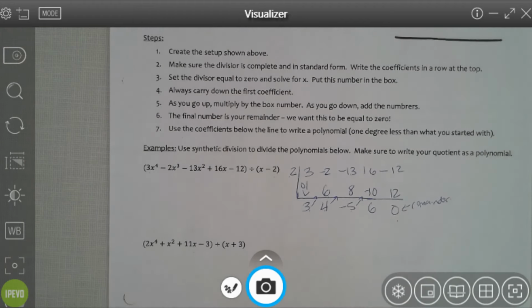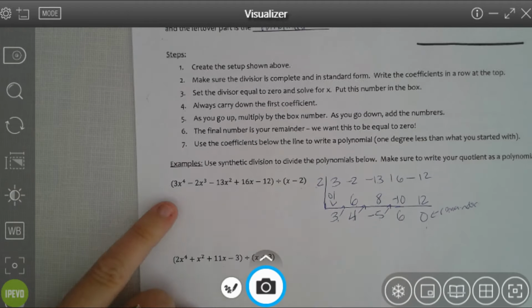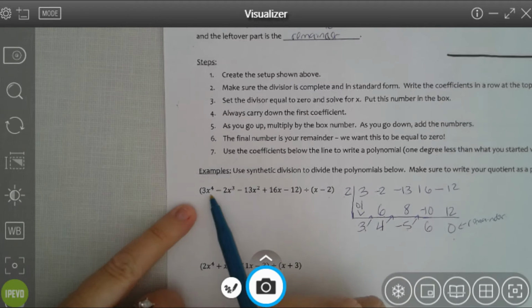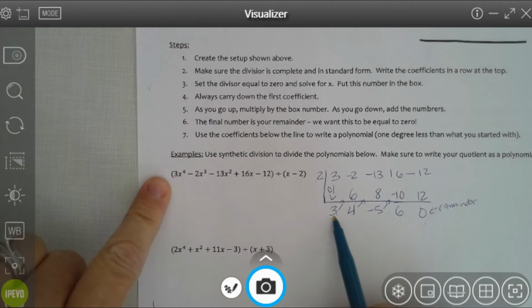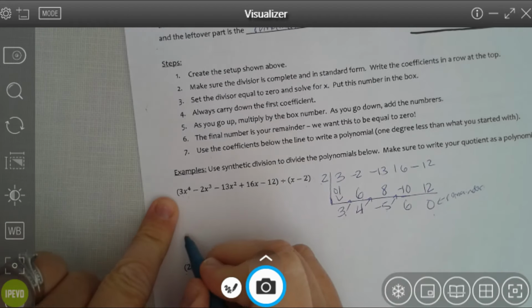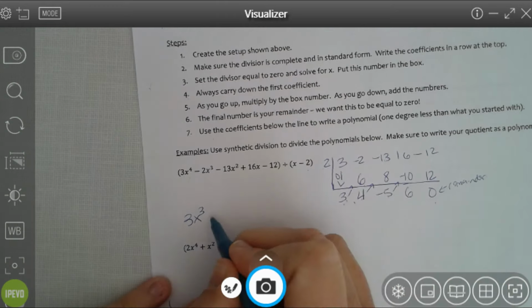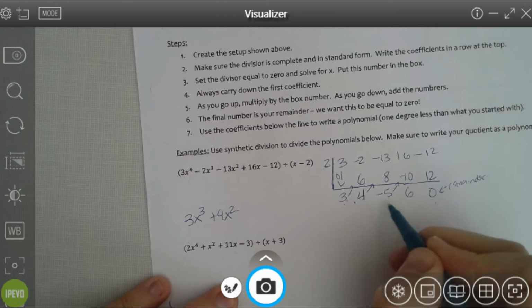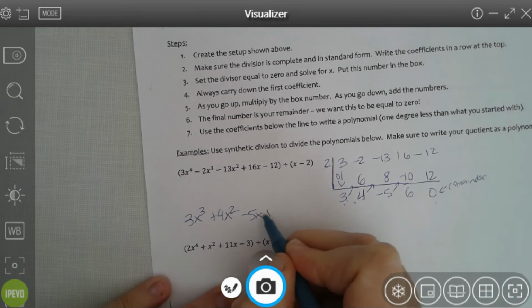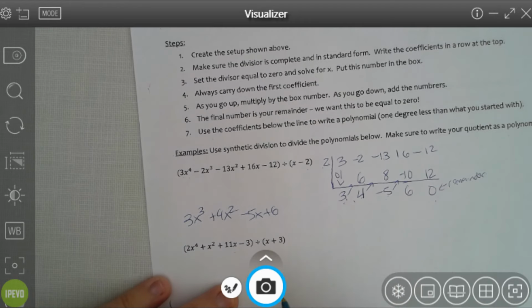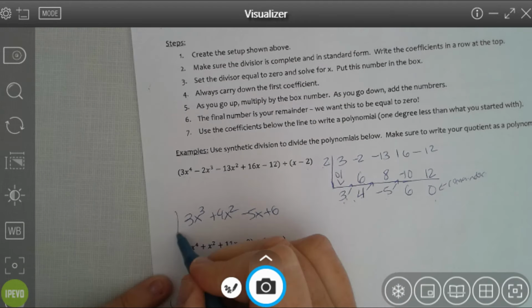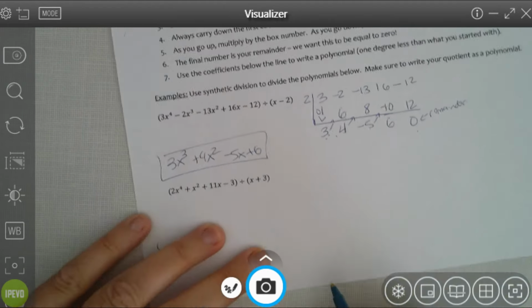So then how we write our answer. Since this was an x to the 4th, you're going to drop your power to an x to the 3rd. So this becomes 3x to the 3rd. This is your next coefficient, plus 4x squared minus 5x plus 6. No remainder. So then this right here is your full answer. So let's try another one.